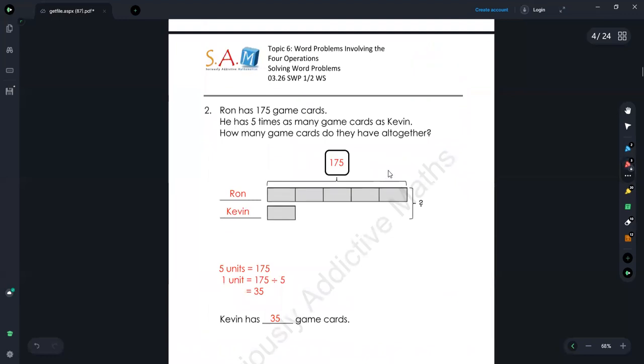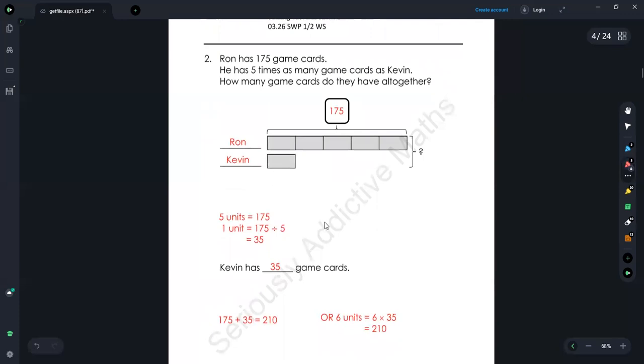Ron has 105 games. He has 5 times as many games as Kevin. How many game cards do they have altogether, right? So as what I showed earlier in P2, I'll get them to think about what I mean by 5 times, right? I always say that 5 times means 5 boxes, or 5 rectangles, right? And then the other one is usually 1 time. Okay, so draw this, students. I think they have learned it in P2. They should be able to do this, right? But get them to draw it nevertheless. Again, remember to emphasize writing these steps here.